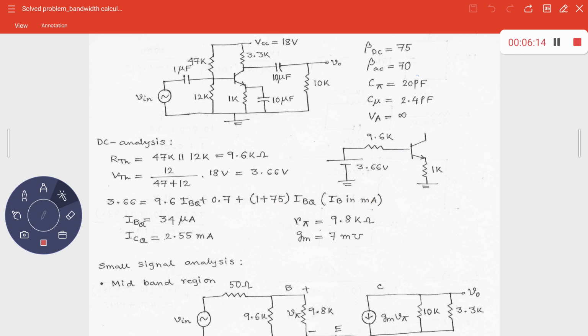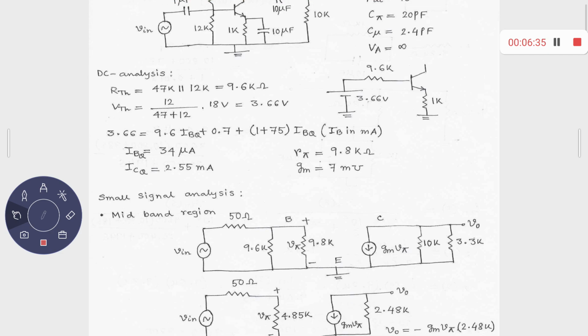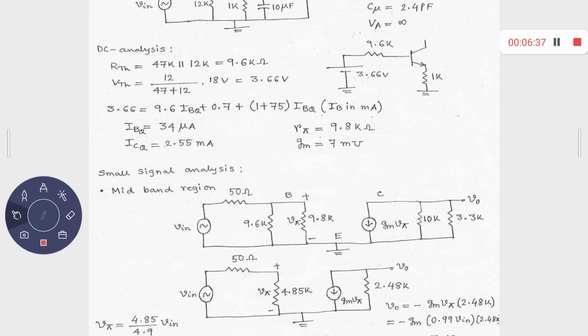So accordingly you can get IBQ equal to 34 microampere and ICQ equal to 2.55 milliampere, and R pi, you know the formula, R pi equals beta VT upon IBQ, and accordingly you will be getting the R pi and gm. So once you get this, your DC calculation is over, right? Now you have to do small signal analysis in the midband region. Whenever you are in the midband region, you can simply neglect the effect of the capacitors.